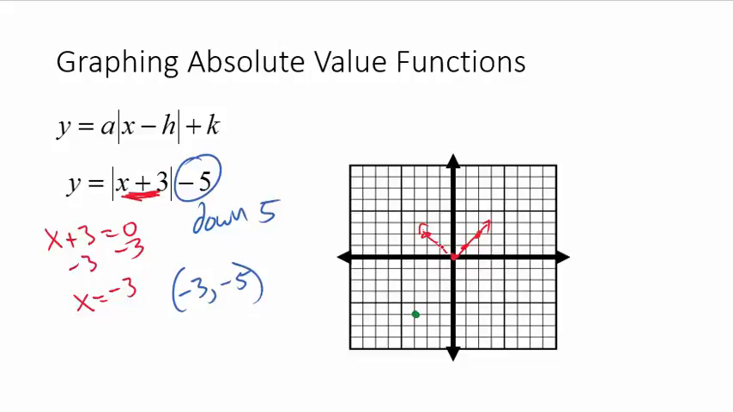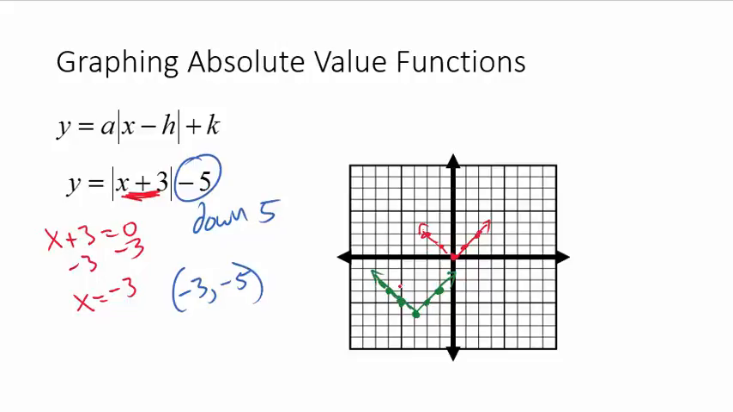Okay, and now that we've got our negative 3, negative 5, all we have to do is recount each of these points. So you can take this point left 3 and down 5. You can take this point left 3 and down 5. You can take this point left 3 and down 5. And again, this point left 3 and down 5. And you're starting to see now that it still maintains this V shape. Okay.